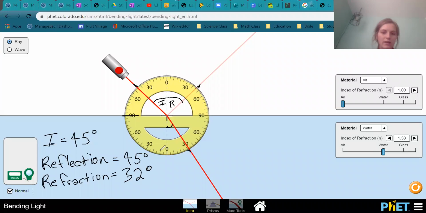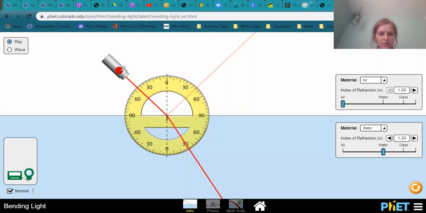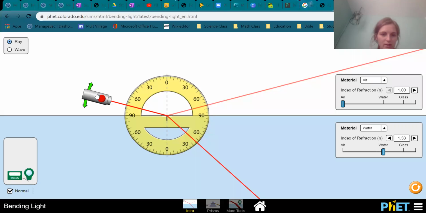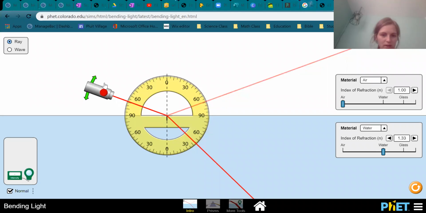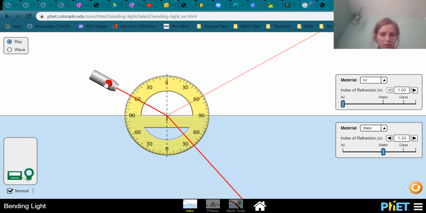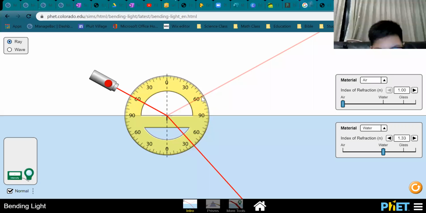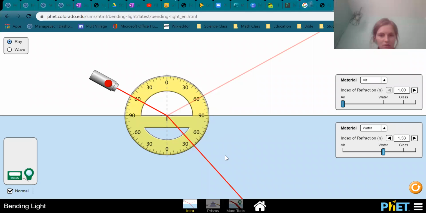So then, if you wanted to try this again with a different angle, you could just move this to whatever angle you wanted. Okay, so let's say I do 60 degrees instead of 45, right? But then for the worksheet, what are we supposed to do? So you are just listing those degrees.